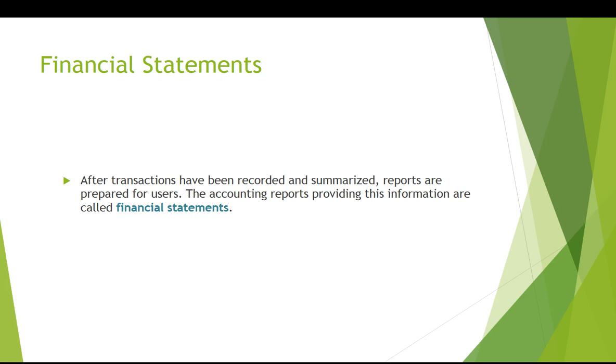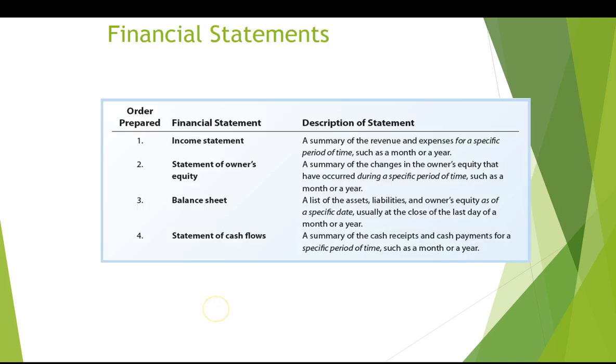So, as accountants, our job is to assemble all the information and ultimately communicate it to the users of the financial statements. So, what are the financial statements? After we have recorded and summarized all of the data, we are going to be preparing reports called financial statements. The main four financial statements are income statement, statement of owner's equity, balance sheet, and statement of cash flows. We need to prepare them in this order, and as we go through, you will see why.